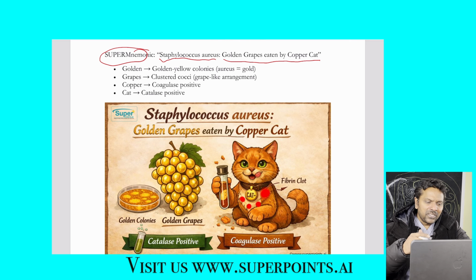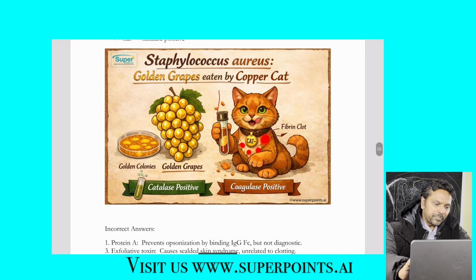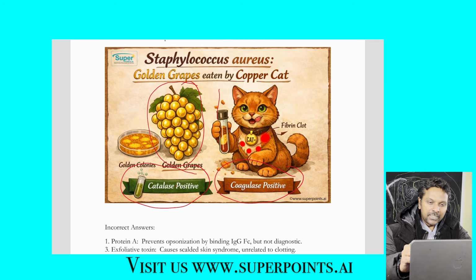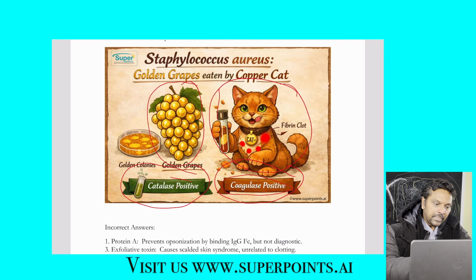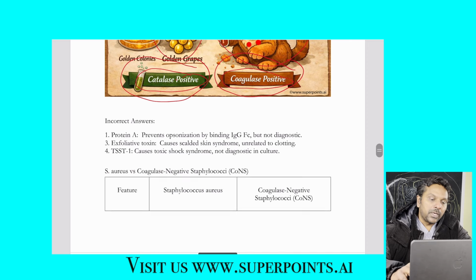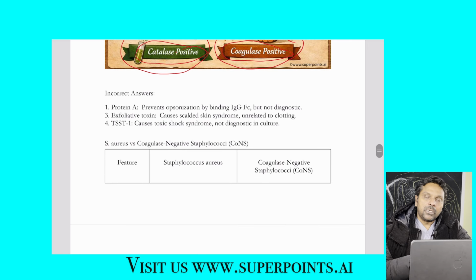Staphylococcus aureus, we have to do these two tests, catalase positive and coagulase positive. So remember this cat and remember these golden grapes on one side. Remember this cat and write coagulase positive and catalase positive. So golden grapes eaten by copper cat, that would be a very nice mnemonic.